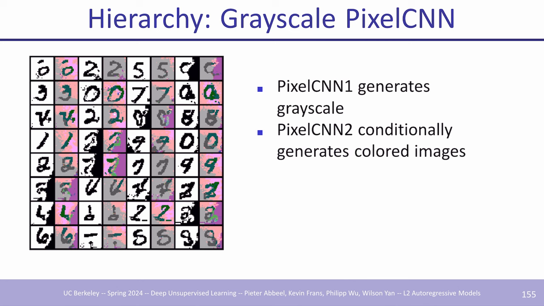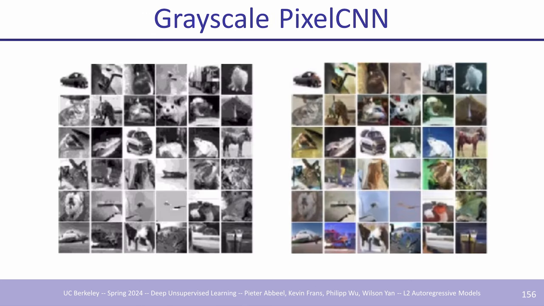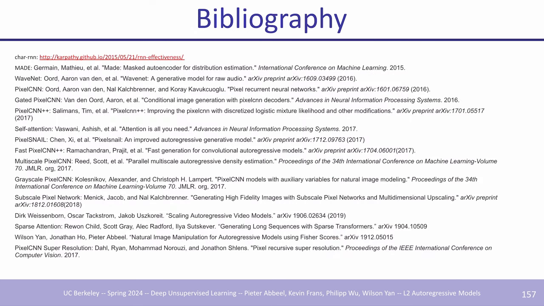You can do similar things by doing grayscale first, then color. In this case, this was colored MNIST, the examples with the pink and gray. You can generate the first column first, which is black and white, and then train another PixelCNN that conditions on the grayscale version and generates the colored version. More examples for CIFAR, I think. Yep, I think that's it then.